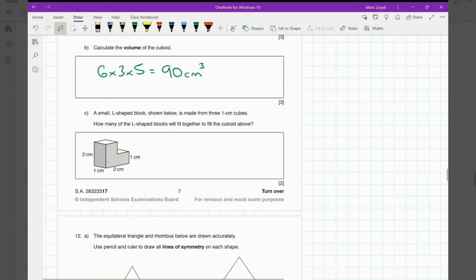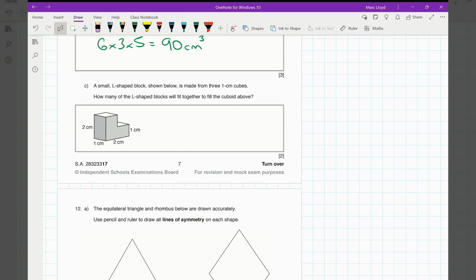All right, question C. A small L-shaped block shown below is made from 3 1 centimetre cubes. How many of the L-shaped blocks will fit together to fill the cuboid? So if we do fit them together, we should make a little square like that. So that'll be 2 of them. And it's got a base of 2 for that width. And because we've stacked them on top, that's 2 and 1. So they're going to be 3 by 2 squares.